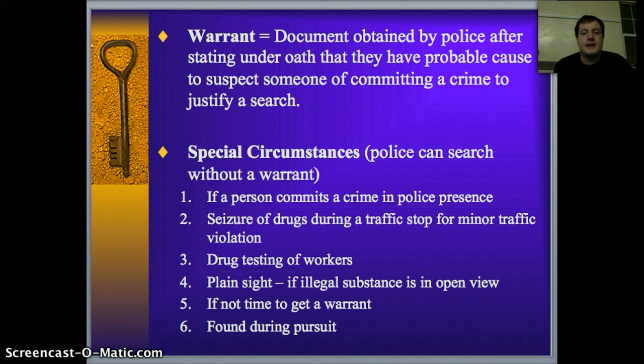If it's in plain sight, if this illegal substance is in open view, whether that be from the window of your house or from the window of your car, that gives the police the probable cause to search your car or other places. If there's not enough time to get a warrant, or if it's found during pursuit. So if police are chasing you down and something is found during that chase that otherwise wouldn't under search and seizure protections, then it is illegal.